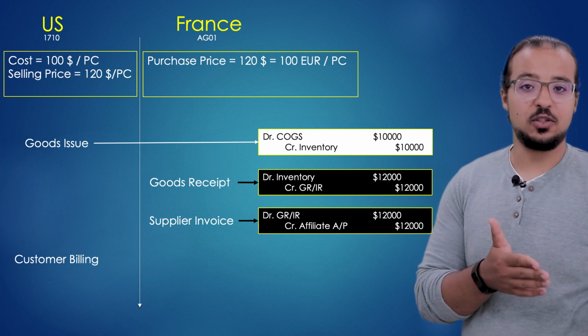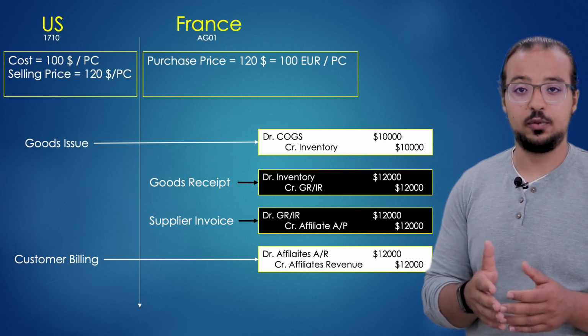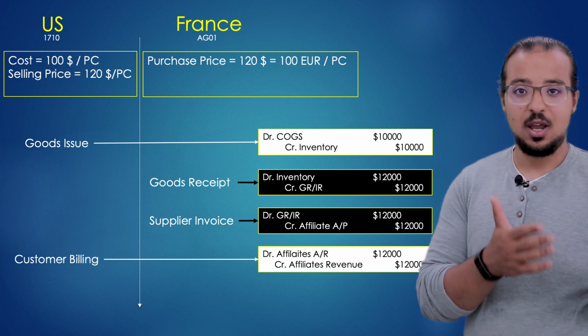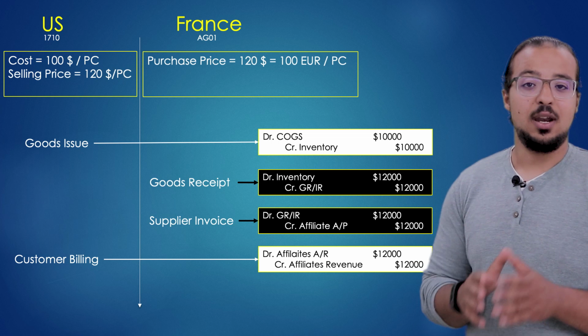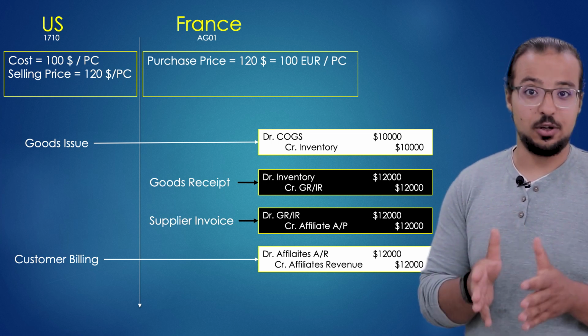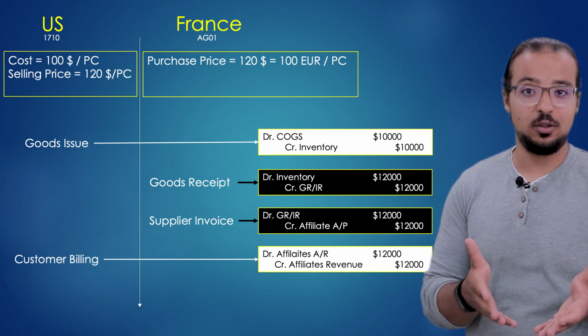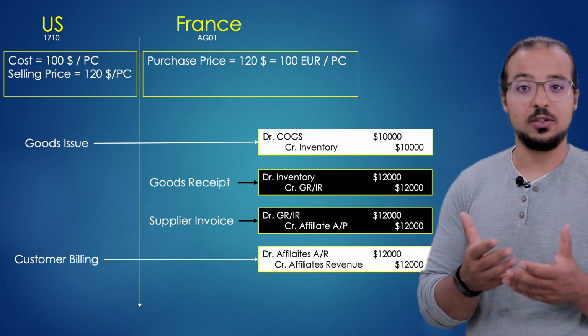Then we go back to US for the intercompany sales billing document, and here we have a financial entry of a debit to the intercompany customer and a credit to the sales revenue. Now the value of this financial entry will be the value of the sales price. So we have the sales price in US multiplied by the quantity that we sold, and this will be the value of our sales revenue.